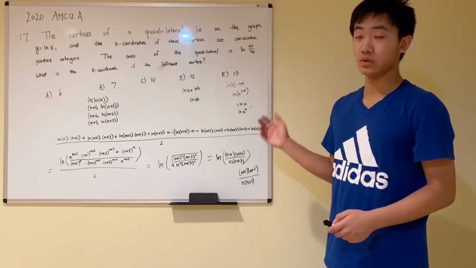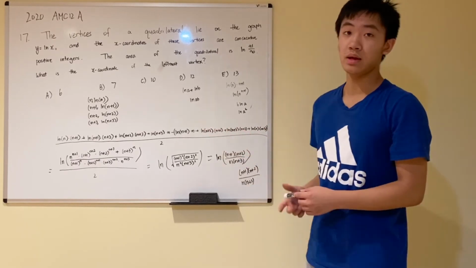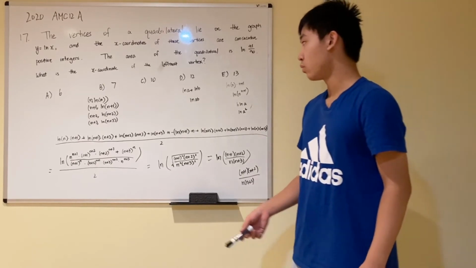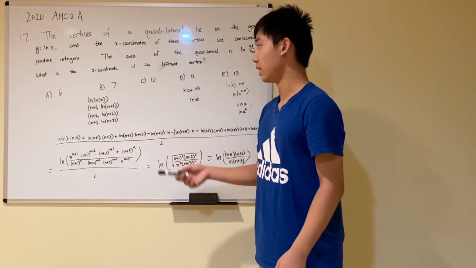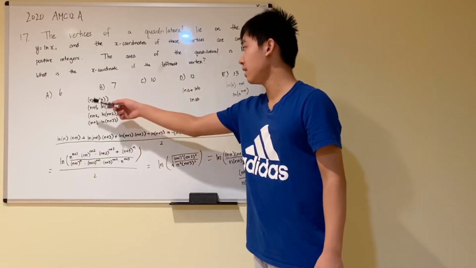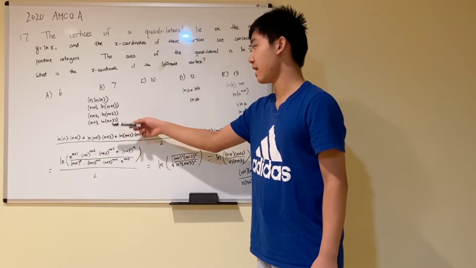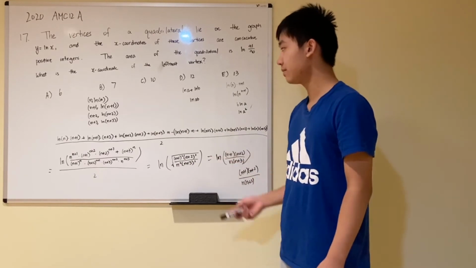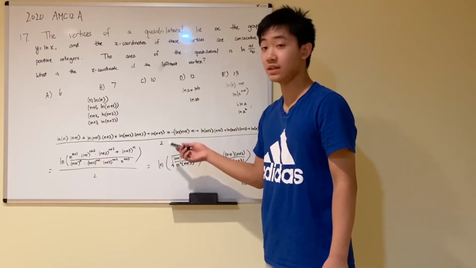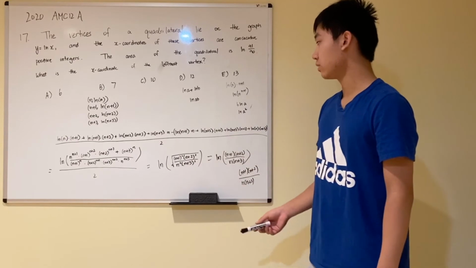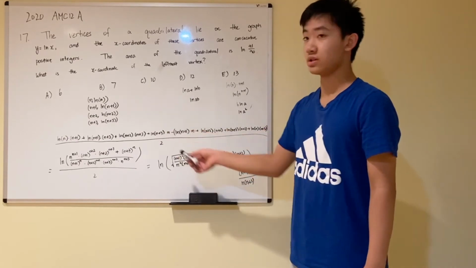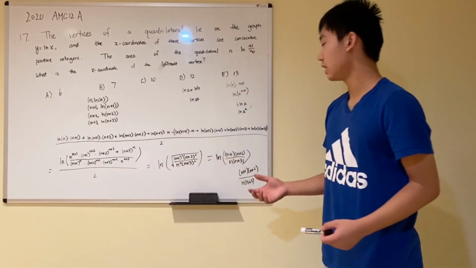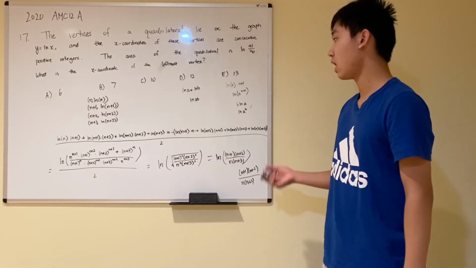This problem is really long, so I wrote it all out, and I'll try to explain it step by step. The first step is to write down the coordinates of each point: n, ln n, n plus 1, ln n plus 1, etc. The next thing I did was use the shoelace theorem to find the area of the quadrilateral, and I ended up with this expression. This expression simplifies using a few log properties.